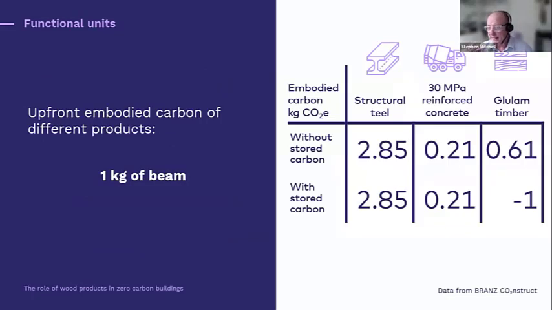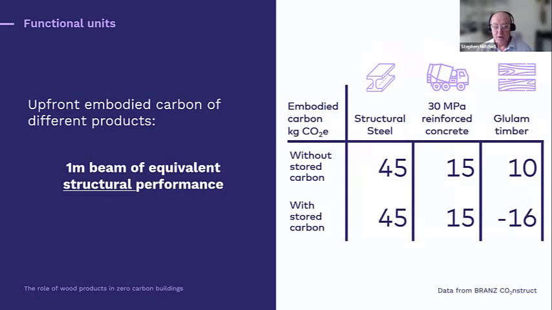products. Here's 1 kilogram of beam and the numbers with and without the stored carbon comparison there. You can obviously see that the glulam timber with the stored carbon is significantly lower impact, but that's not really a fair comparison when you're talking about a kilo of product. In terms of functional equivalence, it's fairer to convert that to one beam of, say, equivalent structural performance, where using the data in EPDs, Brands has got these numbers comparing the impact of those 3 different products.